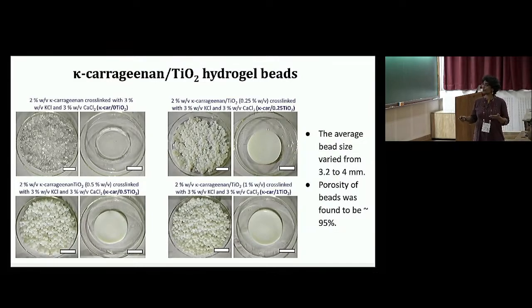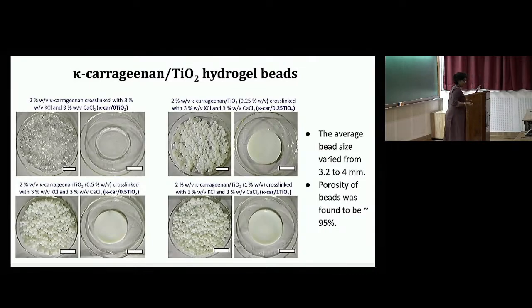So these are very uniformly sized beads, and this is the composition. The student worked really hard to optimize this process and to determine how a cross-linking bath of two salts versus one salt was giving one type of bead and the other. So this was the composition. The amount of titanium dioxide is varied here. The TiO2 particles are from 0.25 to 1 weight%, and the composition of the cross-linking bath is also there.